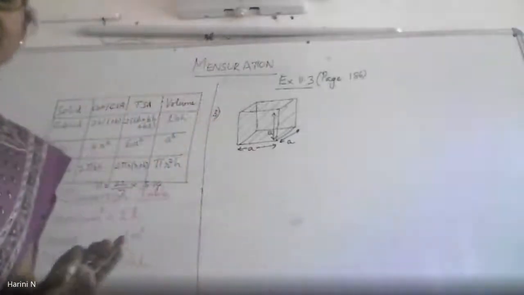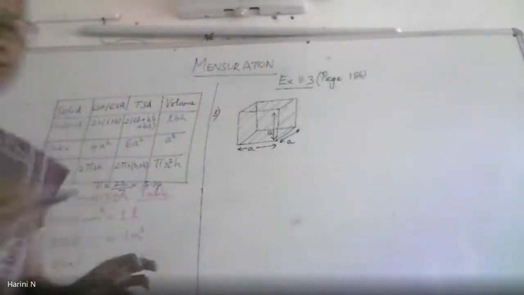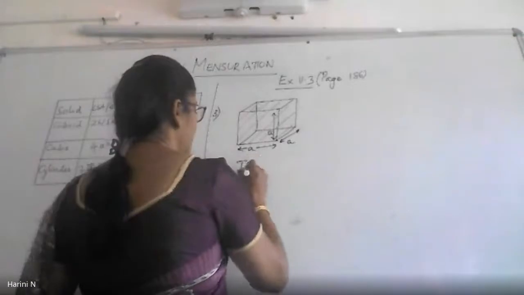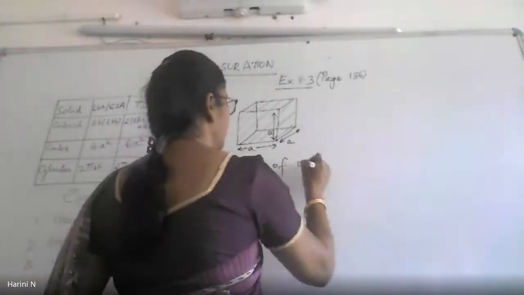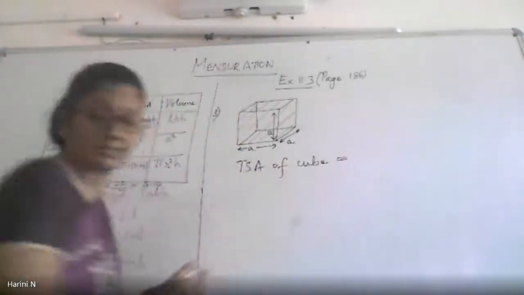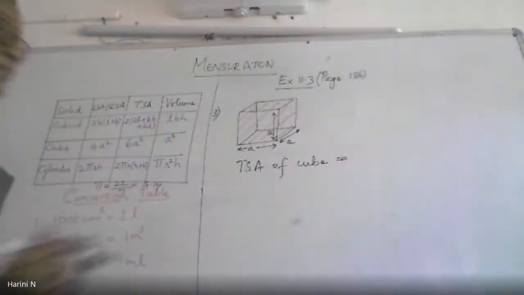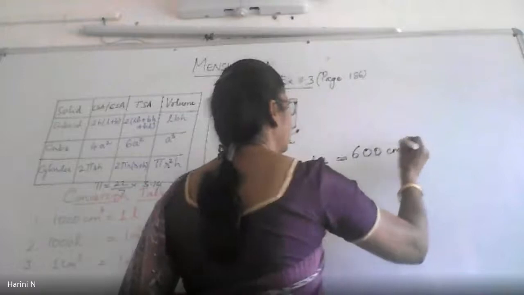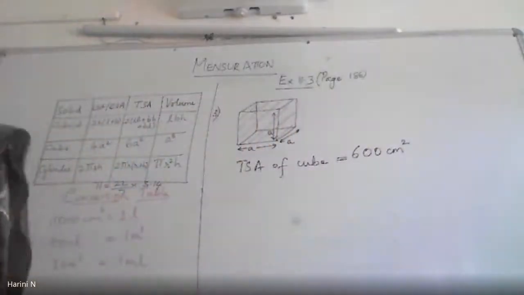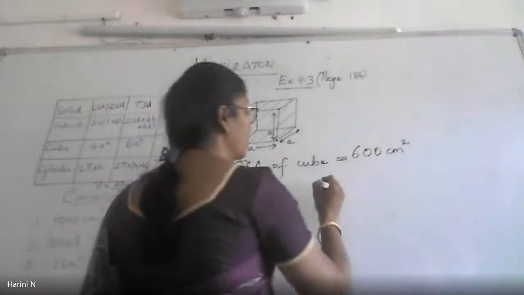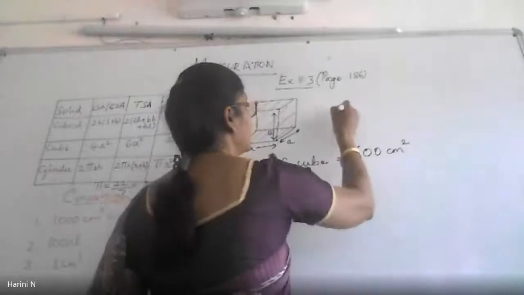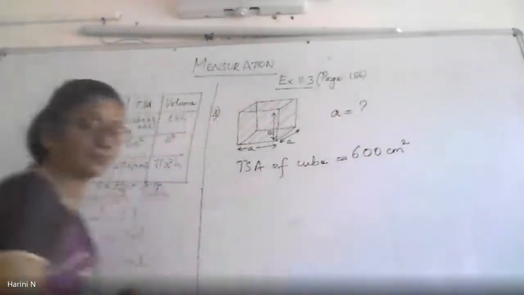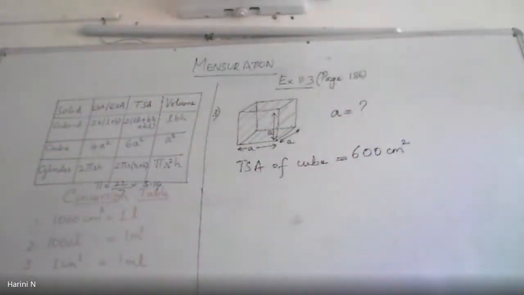So the TSA of the cube is given as 600 centimeters square. This is given to me. What I am asked is to find the side of the cube. You don't know what the edge of the cube is, and that's exactly what you have to find.